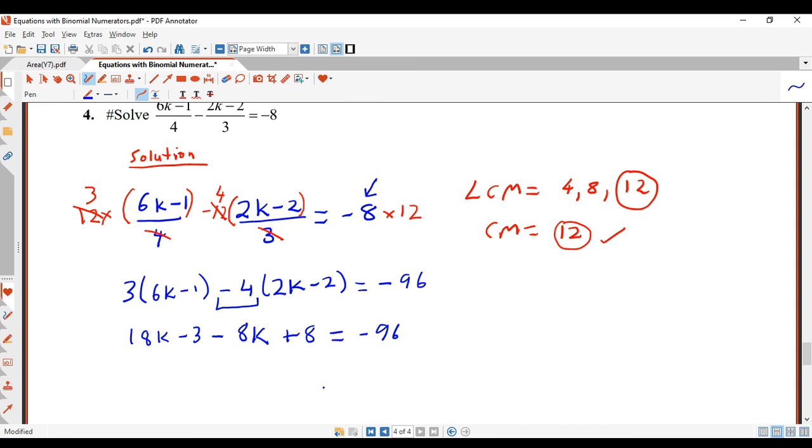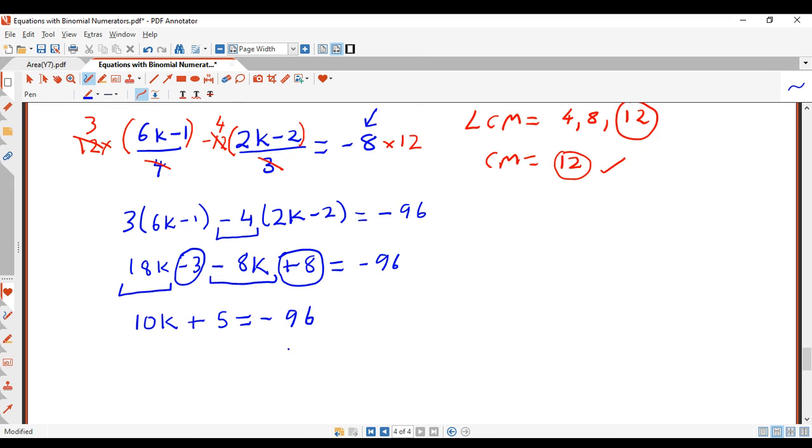Okay, now we are going to simplify the left-hand side first. So look at the k term, 18k, and this is negative 8k. 18k, take away 8k is 10k. Now look at the other like terms. You've got negative 3 and positive 8. Okay, negative 3 plus 8 is positive 5. That's equal to negative 96.